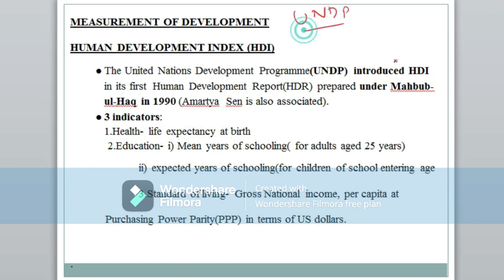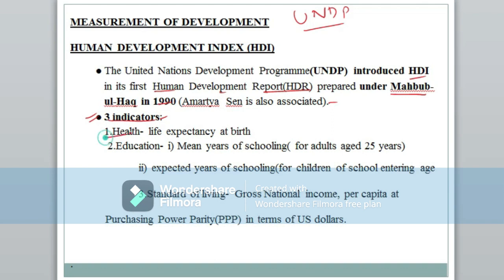UNDP introduced the Human Development Indicator in the first Human Development Report prepared under Mehboob ul Haq, a Pakistani economist, and Amartya Sen, a renowned Nobel Prize winning economist of India. Under it, there were three prime indicators. Now you focus on these prime indicators which lead to development of economics.